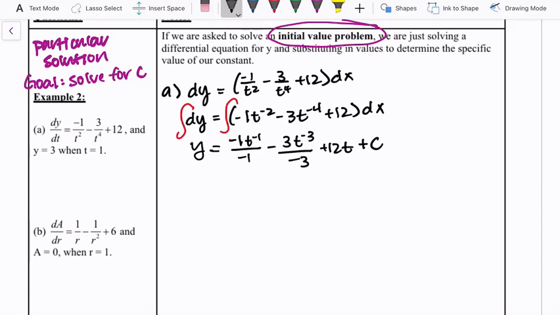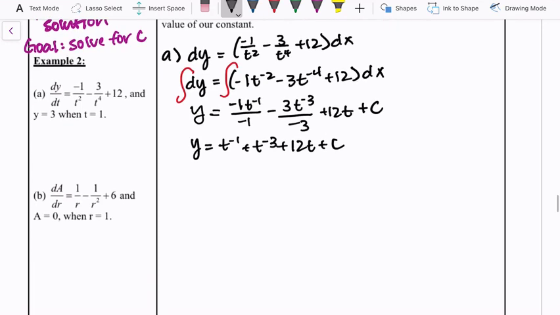Okay, let's clean it up as promised. So negative divided by negative, that's just going to be t to the negative first, negative 3, t to the negative 3. Alright, okay, and then let's just solve a little bit.